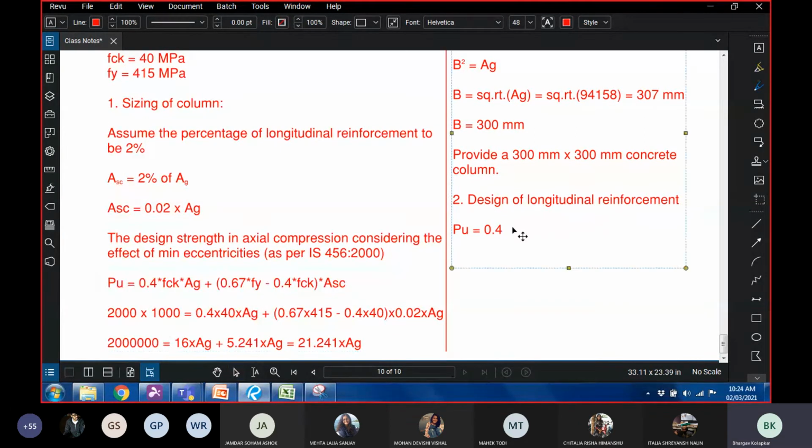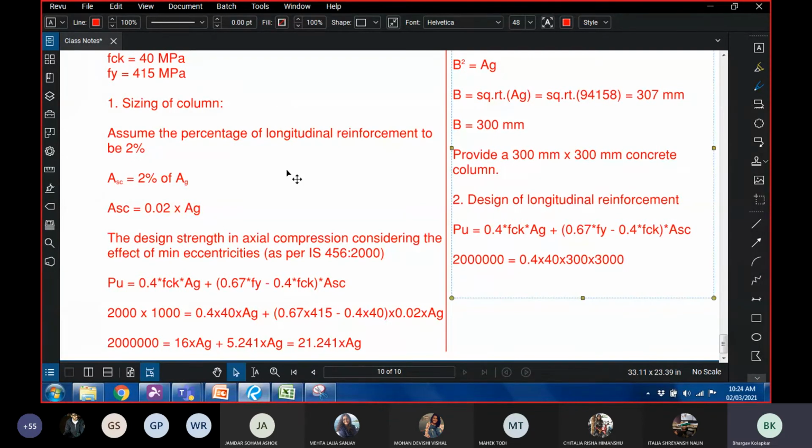So Pu is equal to what I have here, 2000 into 1000, is equal to 0.4 times 40 times gross area. Okay, the gross area is 300 by 300.